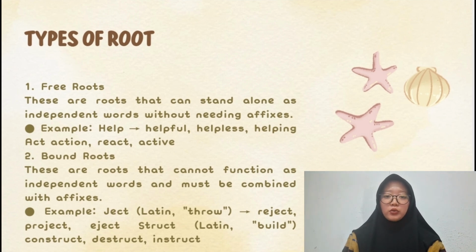Second, bound roots. Bound roots cannot stand alone. They must be combined with affixes to form complete words. These usually come from Latin or Greek. Examples of bound roots include ject, which means to throw in Latin, appears in reject, project, and eject. Struct, which means to build, appears in construct, destruct, and instruct.